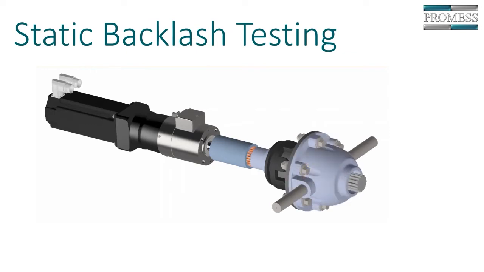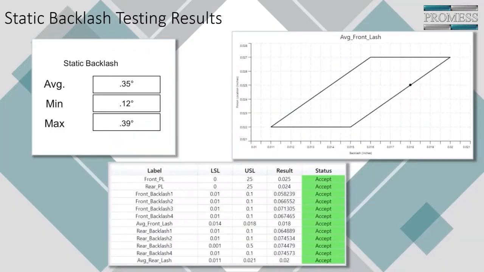And we're measuring that position angle between forward and backward. And we're doing that for all 8 points around the gear combinations. And with this information, we are analyzing that and determining what the backlash is and whether it falls within certain parameters.